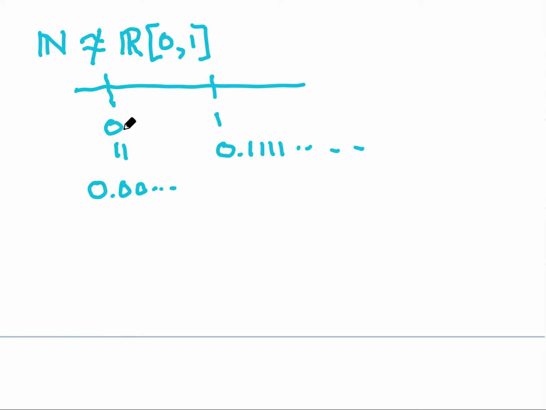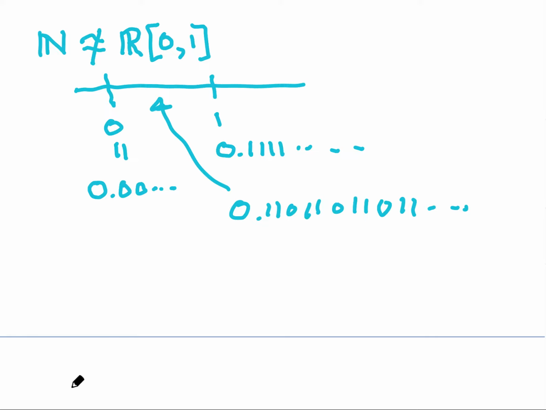So the smallest number is 0. Our binary expansion is going to be all zeros. Our biggest one is going to be 1. Our binary expansion is going to be all 1s. And then all the other real numbers will be in between here. So for instance, I could have a real number like this. That's going to be somewhere in between.